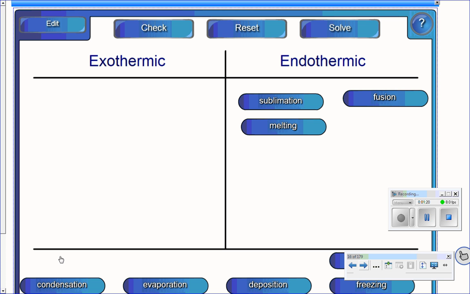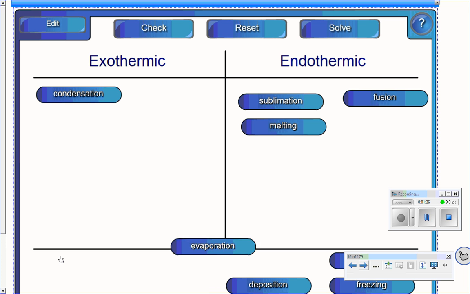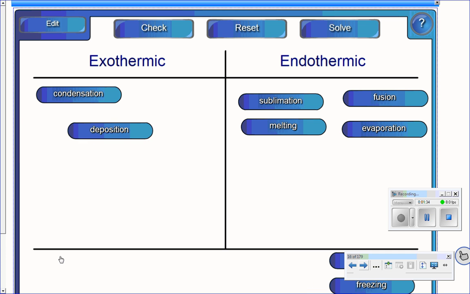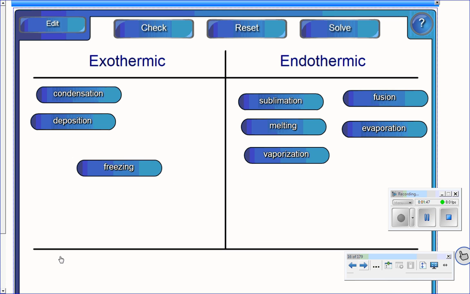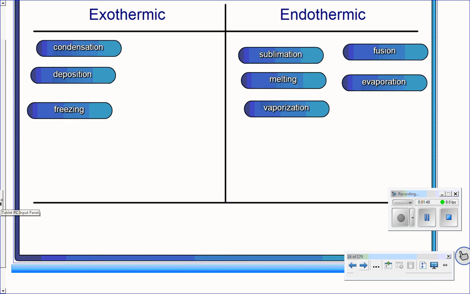Condensation, heat is actually removed, so heat comes out of the sample, so that's exothermic. Evaporation, we're putting heat in from the surroundings. Deposition, we go from a gas down to a solid, so we have to have energy leaving the sample. And over here we've got vaporization, that's another version of becoming a gas. And last but not least, we've got freezing. So we're actually removing energy from a sample in order to freeze it.